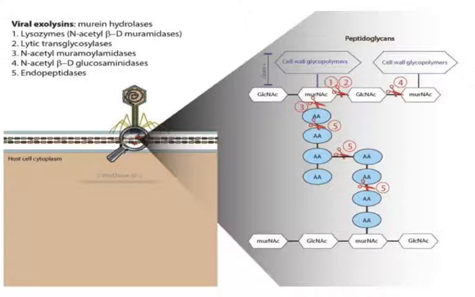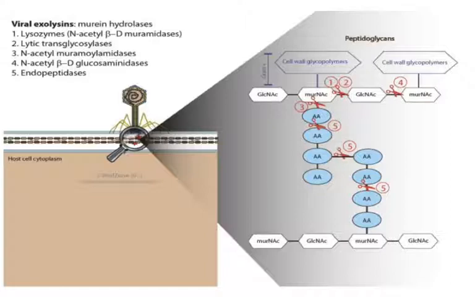Exolysins are found on the actual bacteriophage viral particle and help with the entry, or the penetration step, of the life cycle. This shows there are 5 different major classes of exolysins. The lysozymes, which are the ones we're most familiar with, transglycosylases, glucosaminidases, and endopeptidases. The difference between these is where they cut.